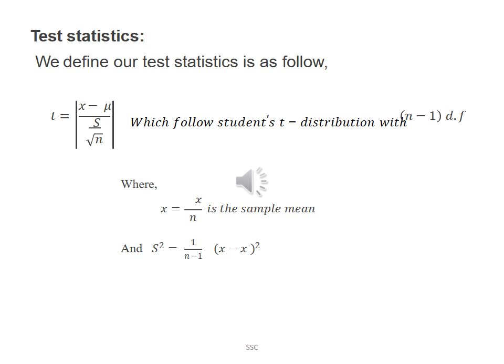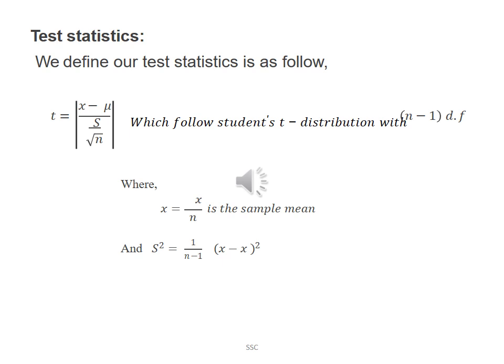Test statistics, which is the important step. There are five steps in applying the t-test for any real-time application. We define our t-test as follows. Here we denote it with the modulus symbol because the final result can be a plus or minus value, but we should consider only the positive value. Then it follows the Student's t distribution with n minus 1 degrees of freedom.